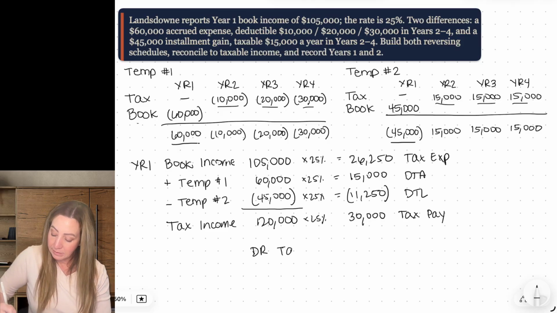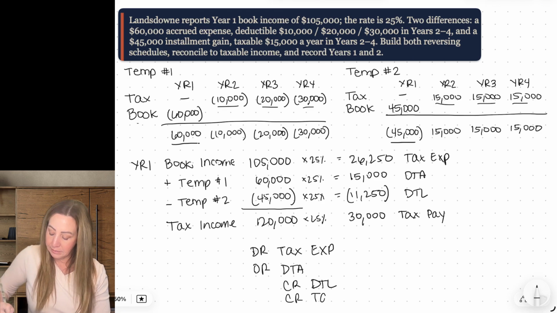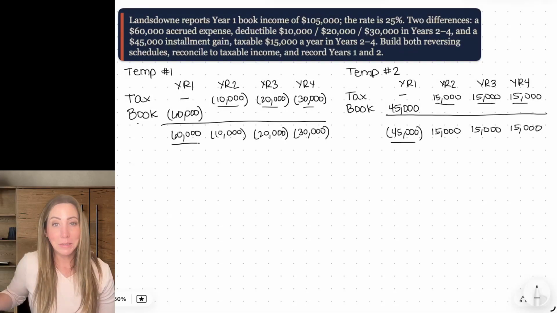So now I have everything to build my journal entry. I simply need to debit tax expense, debit DTA, credit DTL, and credit tax payable for the numbers that you see here. Let's quickly look at year 2.